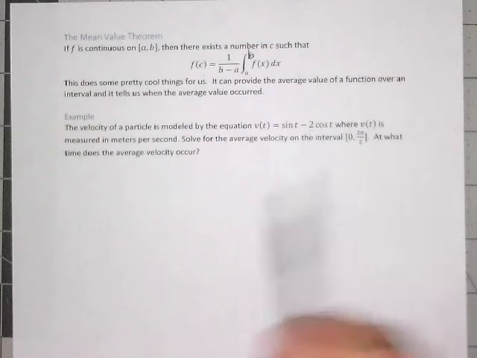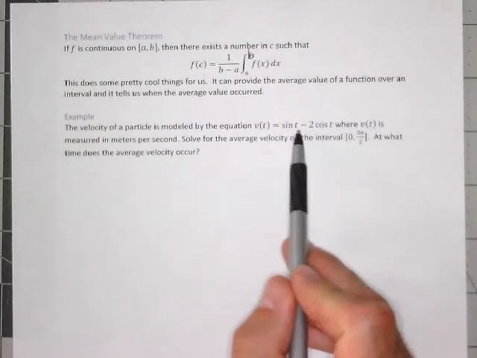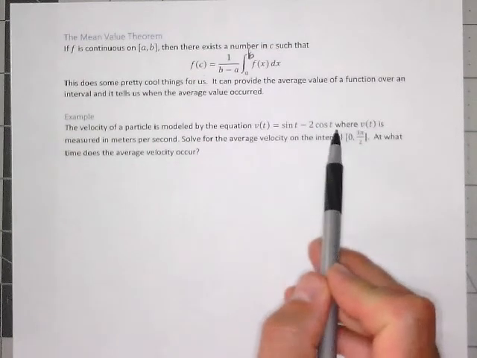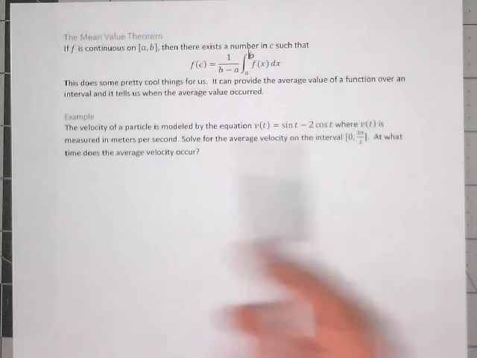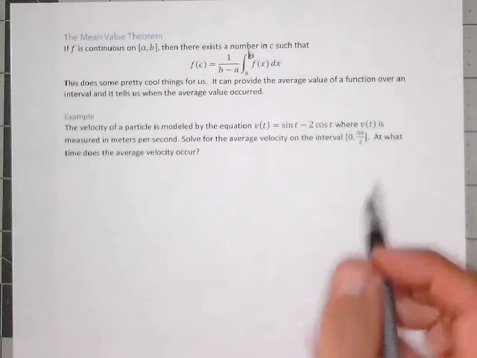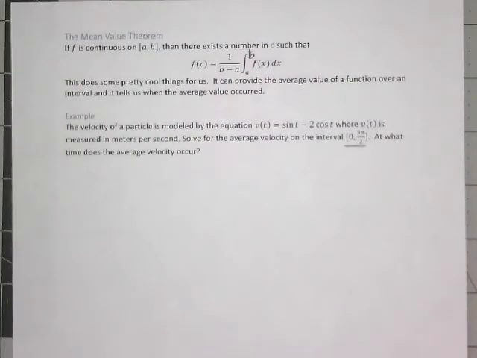So we're back to our velocity. I'm using the same function I used before. So v of t equals sine of t minus 2 cosine t. v is measured in meters per second, which means time is measured in seconds. I've changed the interval, though, from 0 to 3 pi over 2. And I'm asking, at what time does the average velocity occur?